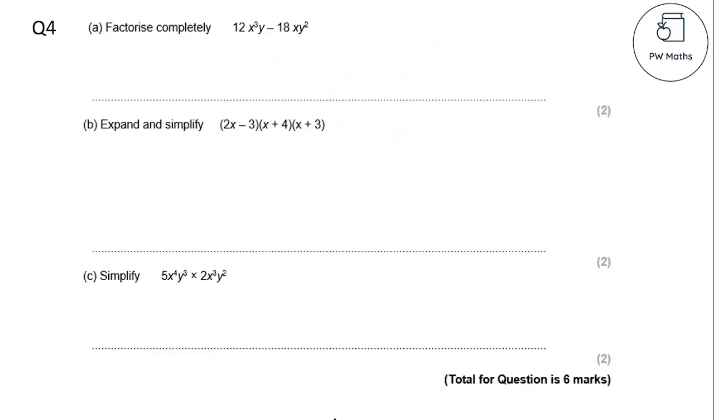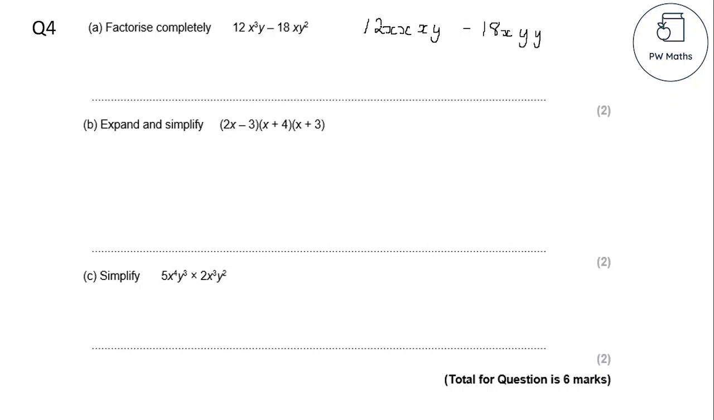Question 4. First part of this question says factorise completely. You don't have to do this, but what I would be tempted to do is rewrite the question as 12x cubed y minus 18x y squared. Then you can deal with it bit by bit. You could pull 2 out or 3 out.